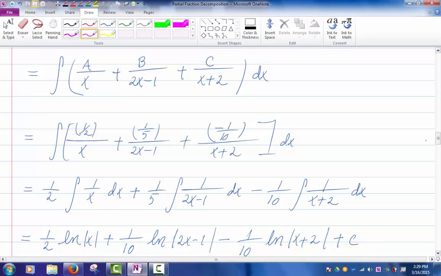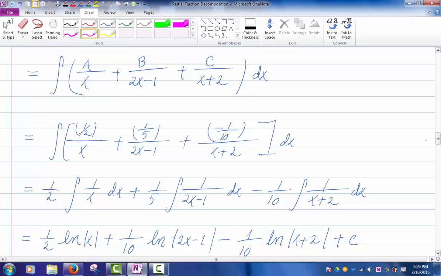And then notice that the first, I'm going to have 1/2 over x, that's the same as 1/2 integral of 1 over x. This would be 1/5 integral of 1 over 2x minus 1. This would be negative 1/10 integral of 1 over x plus 2. Are you guys okay with that simplification?